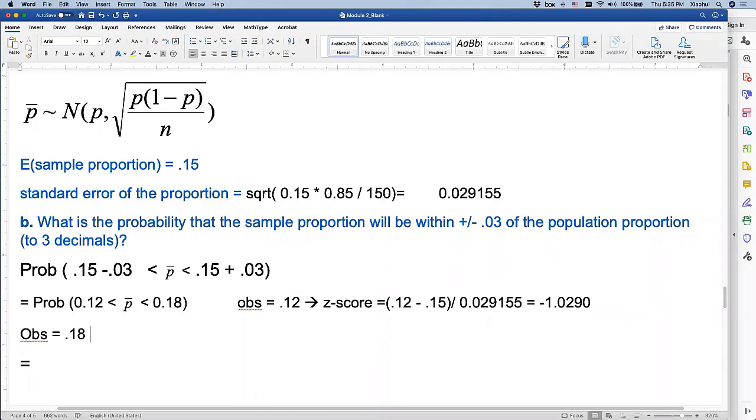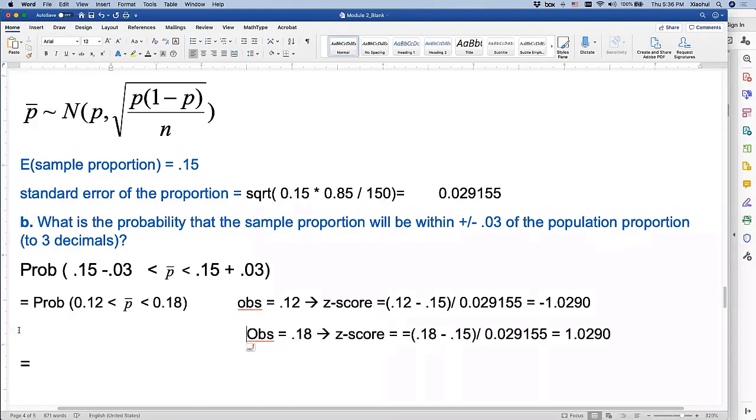You can find the Z-score for it. Everything is fairly similar. You can plug those numbers in. And what do you think is going to be the Z-score this time? You don't have to use your calculator because there's symmetry between those two numbers. This is 0.03 minus the mean, and this is 0.03 plus the population proportion, right? So it's just going to be positive 1.0290. Okay, hopefully this part is clear.